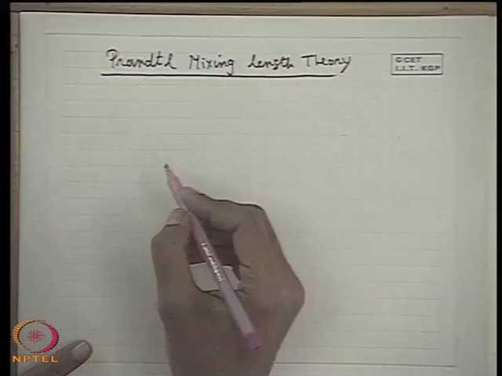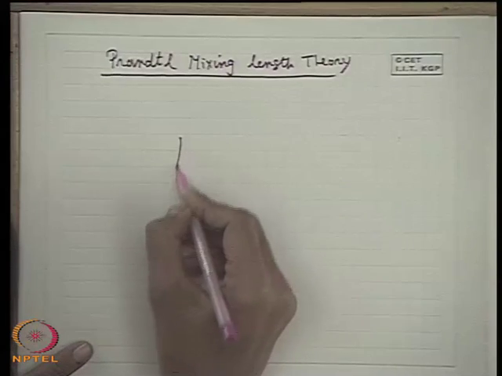Similarly, he described that there must be a length that a fluid element travels before two successive collisions. That means it retains its original velocity and momentum for a certain distance of its travel, and that distance is known as Prandtl mixing length, because after that distance it mixes with other particles. That is why the name mixing length comes. So, let us define the mixing length theory like that.